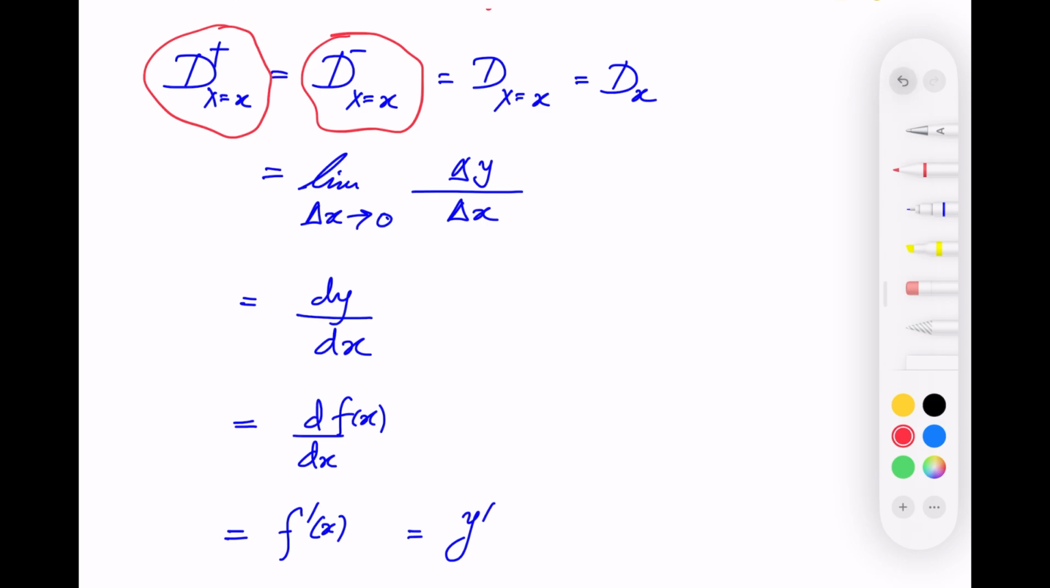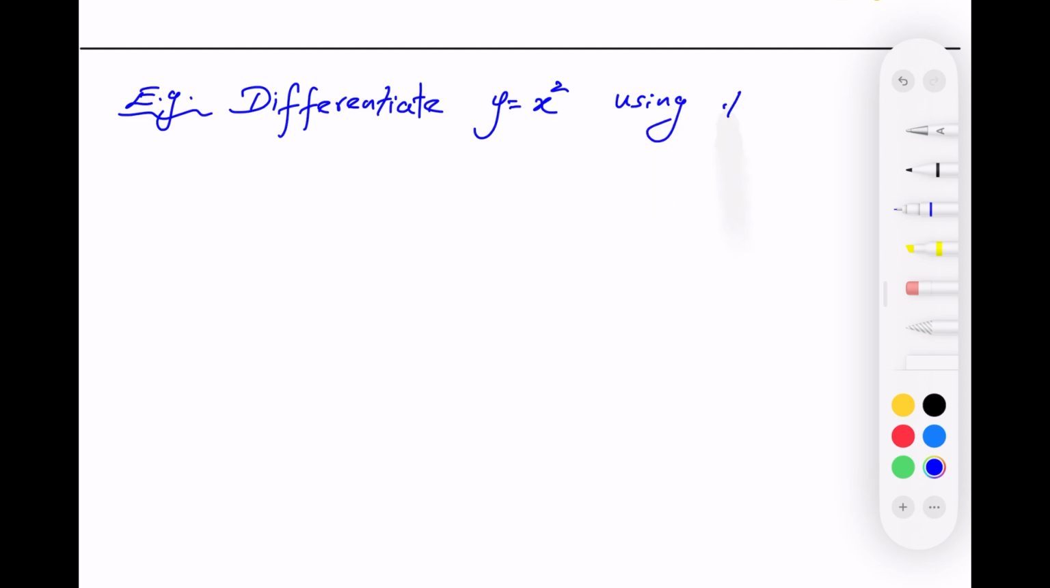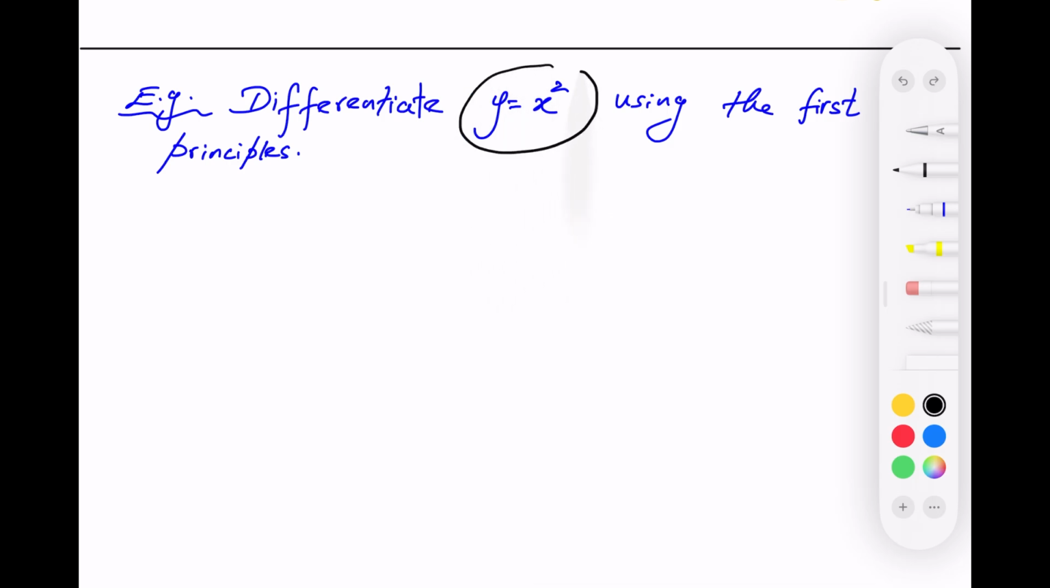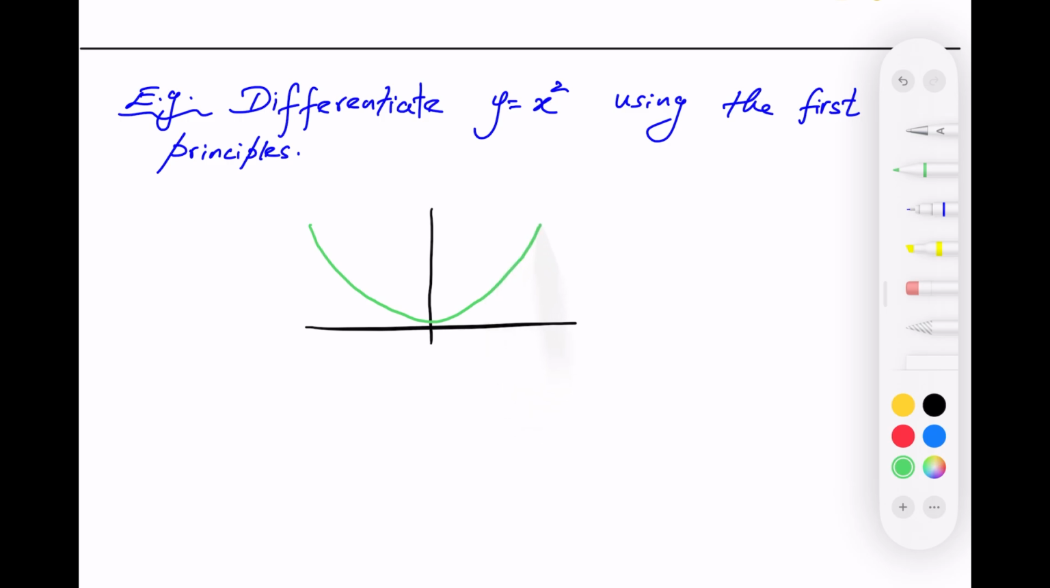Now we will look at an example. Here's your example. Differentiate y equals x squared using the first principles. Two quick comments. Comment number 1. We know that the function y equals x squared is differentiable for all reals, because for the entire real line, the graph of y equals x squared is a nice, smooth, continuous function, which means it is a differentiable function.